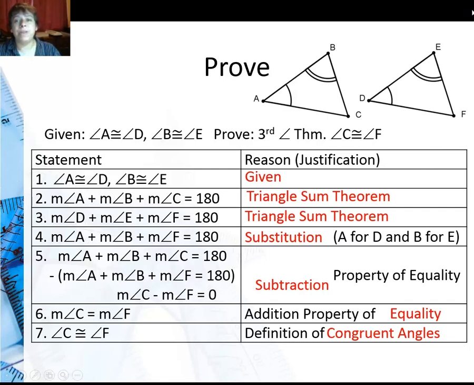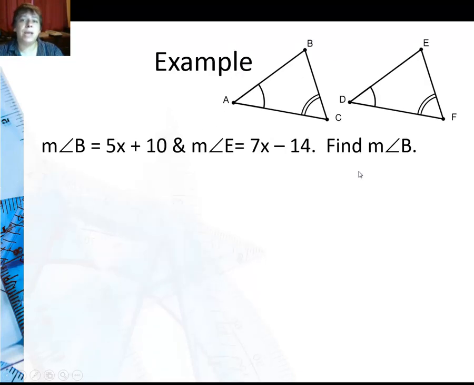So we've proven that if two pairs of angles are congruent in two triangles, then the third pair of angles must be congruent. So how are you going to use that? A lot of times it's going to be a little bit more algebraic. We might just say, oh, these two angles are congruent. Then I'm going to tell you angle B is 5x plus 10. Angle E is 7x minus 14, and I want to know how big the angle is.